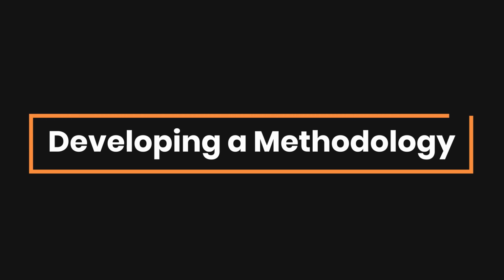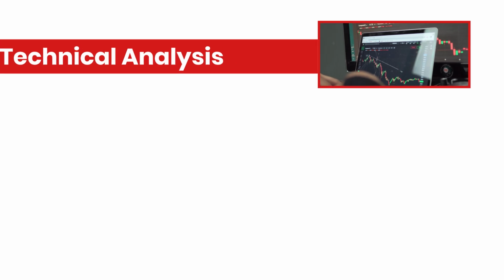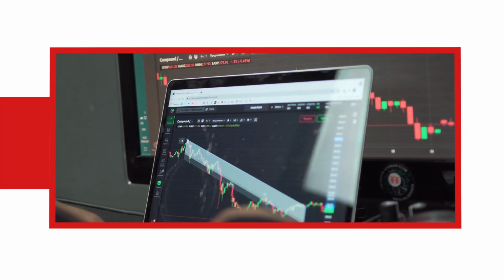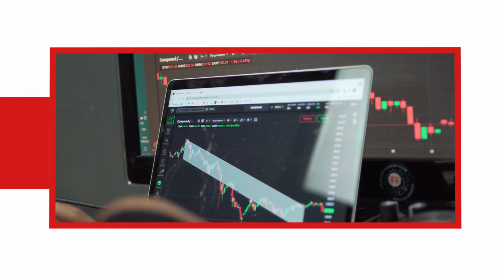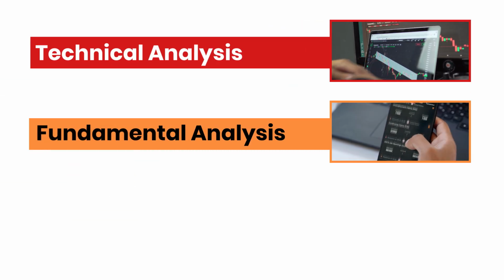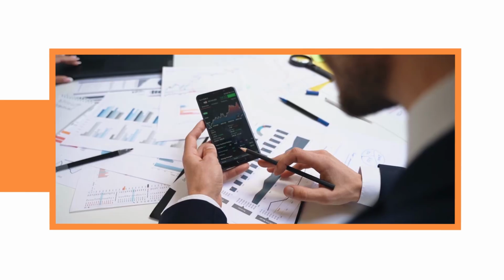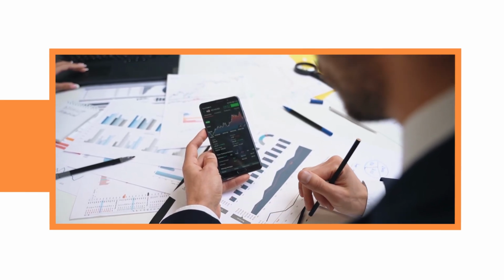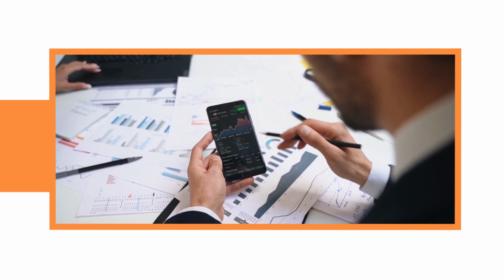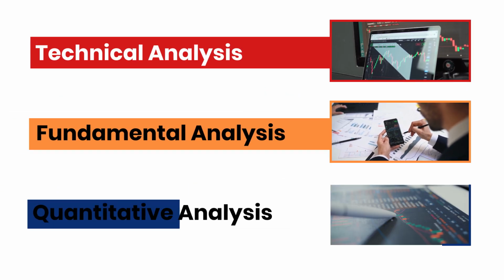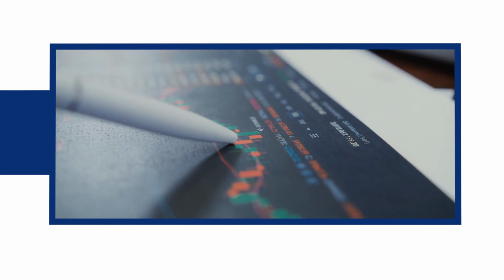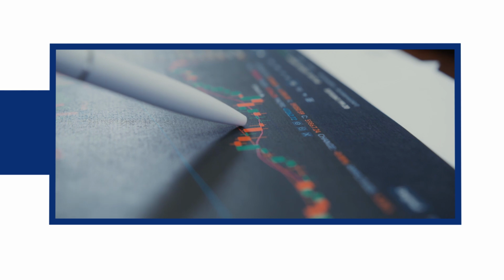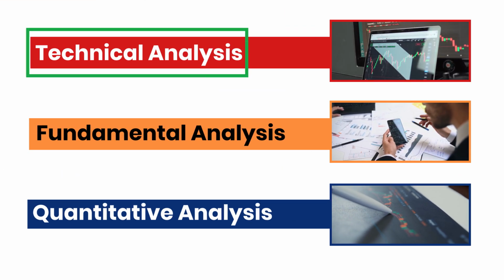Developing a methodology. This section is the foundation of your strategy. You're either choosing A. Technical analysis, which involves studying historical price charts and indicators like moving averages, RSI, MACD, etc., to identify patterns and signals. B. Fundamental analysis, which includes analyzing financial statements, earnings reports, economic data, or news events to make trading decisions based on the intrinsic value of an asset. Or C. Quantitative analysis, which involves developing algorithms based on statistical analysis using factors like price data, volume, and volatility, can be another approach. I'll be using technical analysis for my strategy.